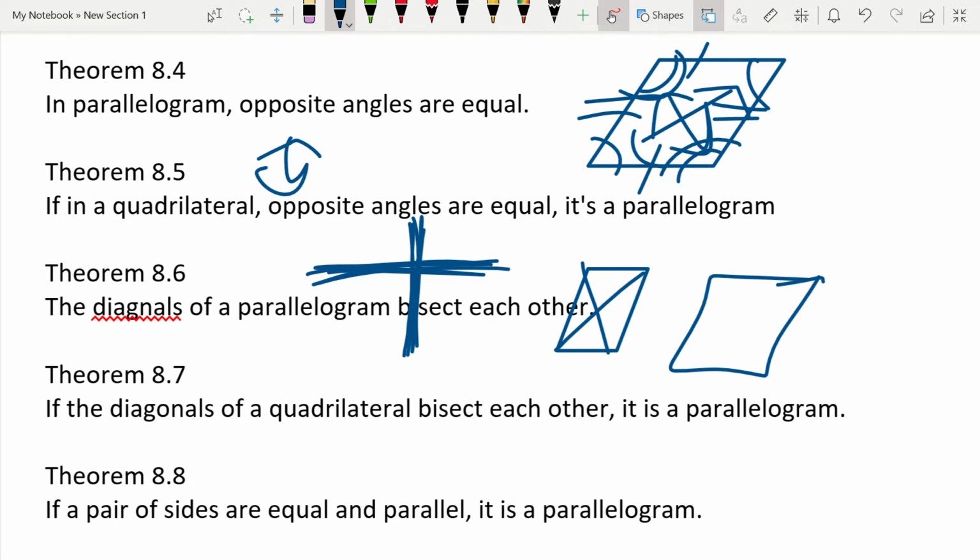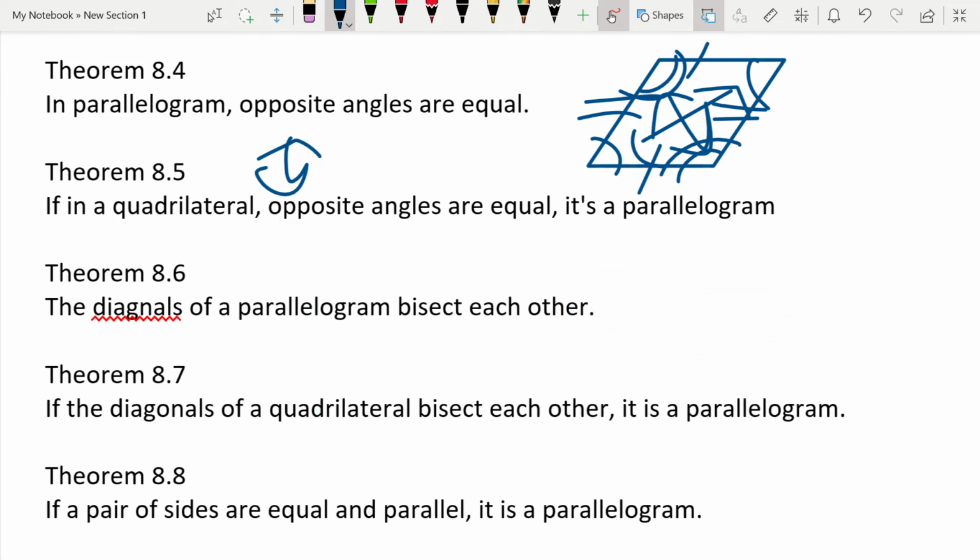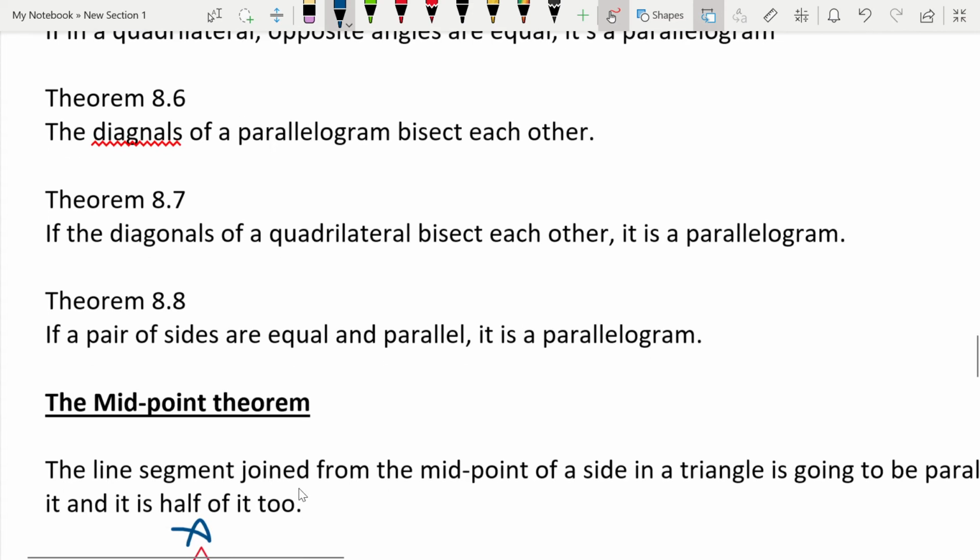This line, if it cuts at the middle of this line, then it will be bisecting it. If this line is cutting this one on its middle, then that is bisecting as well. So that's bisecting a line. Then if the diagonals of a quadrilateral bisect each other, it's a parallelogram. So the same, just opposite.